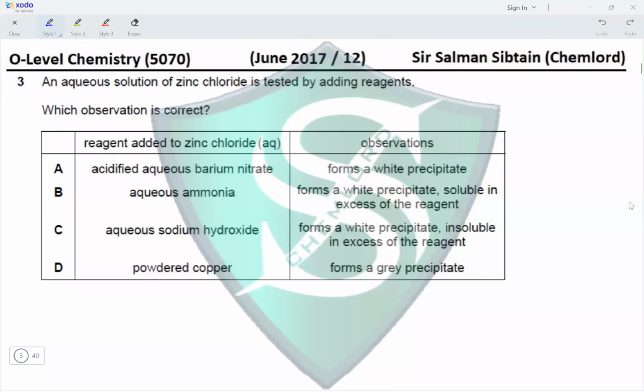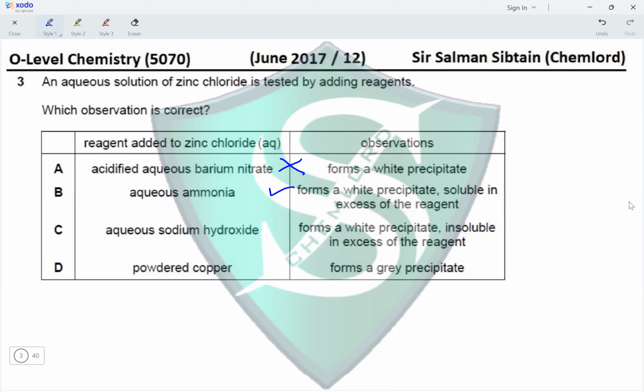Question 3. An aqueous solution of zinc chloride is tested by adding reagents. Which observation is correct? Acidified aqueous barium nitrate when added to zinc chloride forms a white precipitate? No. We do not have sulfate present, so this test is incorrect. Next, aqueous ammonia forms a white precipitate soluble in excess of the reagent. Yes, this is a confirmation of the presence of Zn2+ ions.